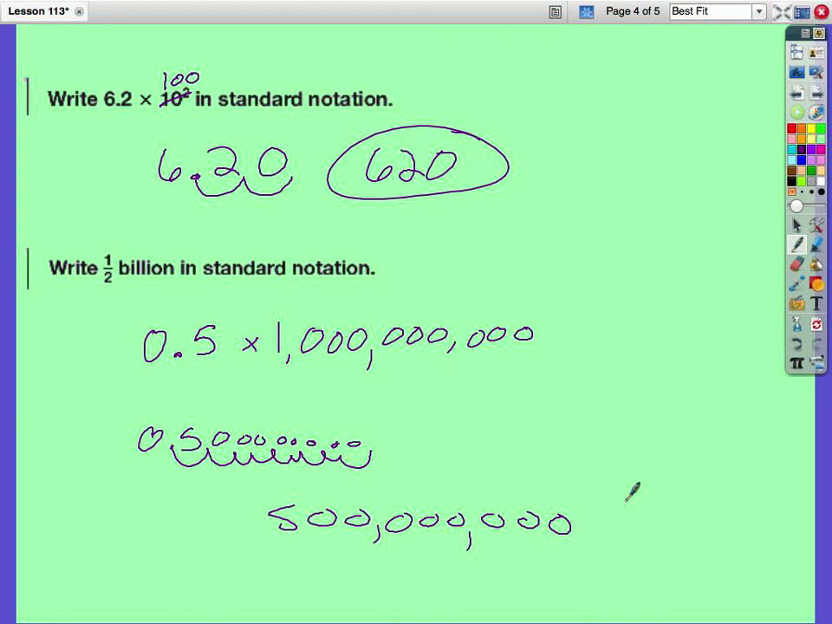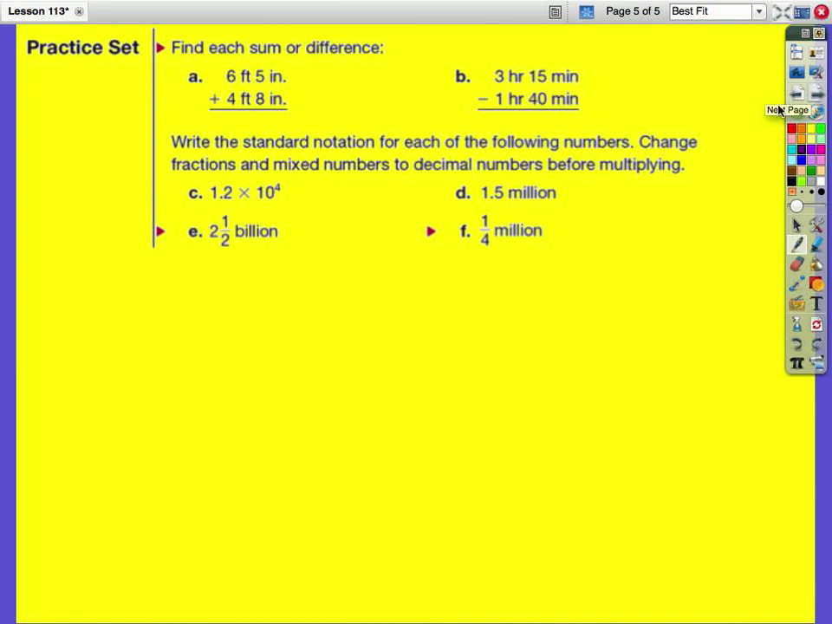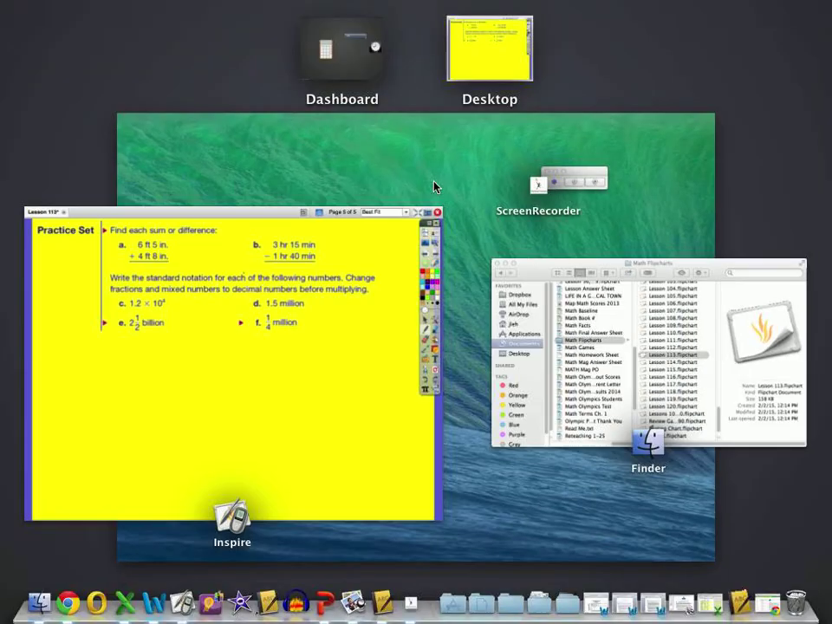So if we think about, if we wanted to write it with powers of 10, we could have just written 5 times 10, and there's how many zeros? 8. So we get 5 times 10 to the 8th power. Okay. Go ahead, do the practice set, make sure you bring any questions you may have to class.